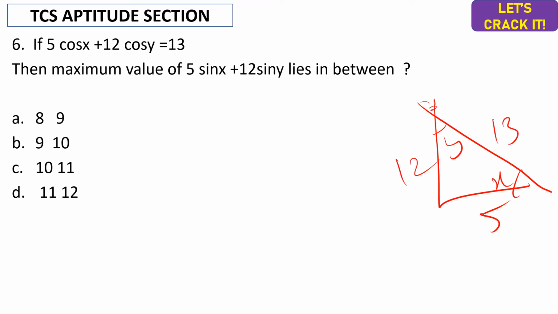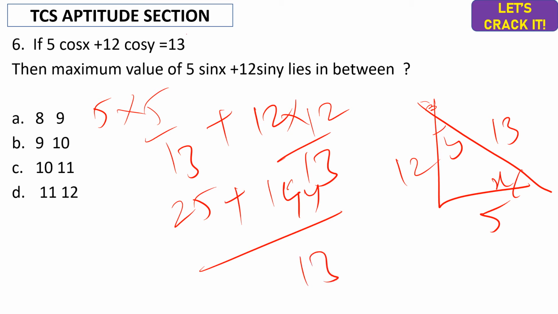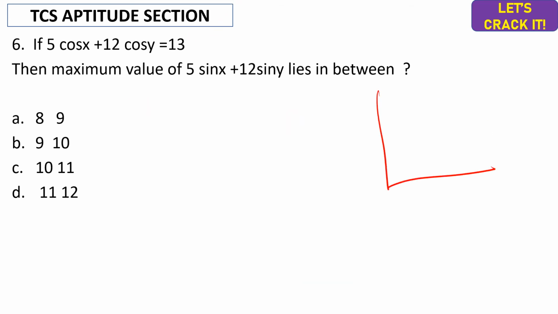A right angle triangle like 5, 12, 13 is a pair because 5 square plus 12 square is equal to 13 square, the hypotenuse. Now if I substitute, 5 into cos x is adjacent side by hypotenuse, 5 by 13, plus 12 cos y, 12 into cos y is adjacent side by hypotenuse, 13. So 5 square plus 12 square, 25 plus 144, I will get 169. 169 divided by 13 is 13. So obviously now I can confirm that these values belong to the pair of x, y, 5, 12, 13.